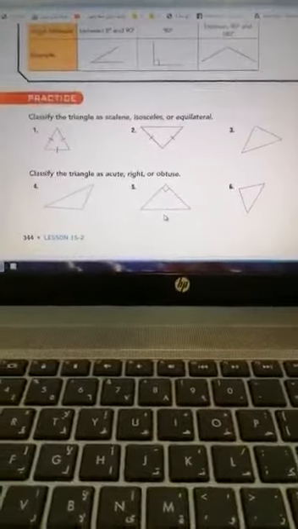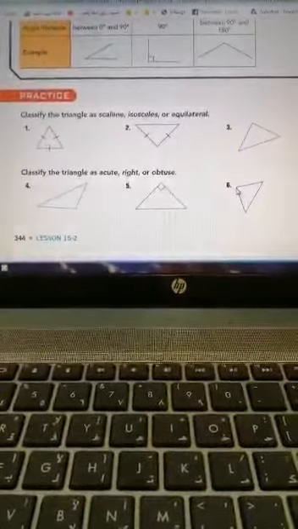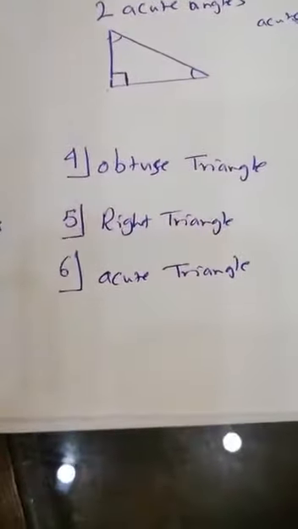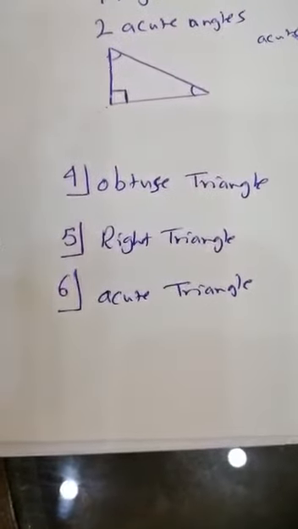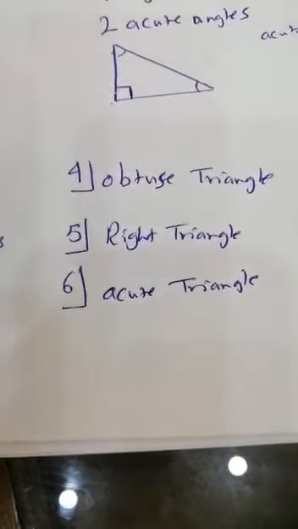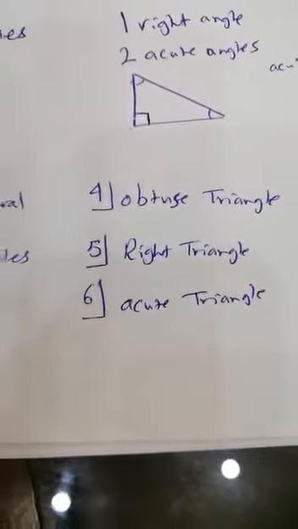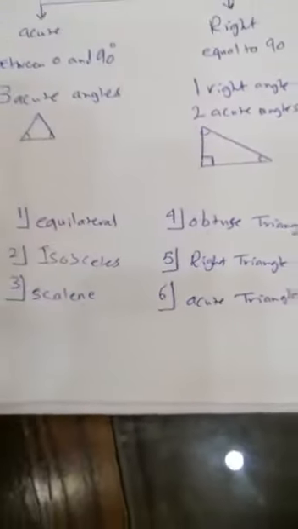Okay, and number 6, look guys, all the angles are less than 90, then it's an acute triangle. Okay guys, then number 4, it's obtuse. Why? Because there is an angle greater than 90. And number 5, it's a right triangle. Why? Because we have a right angle. And number 6, acute triangle. Why? Because 3 angles are acute.